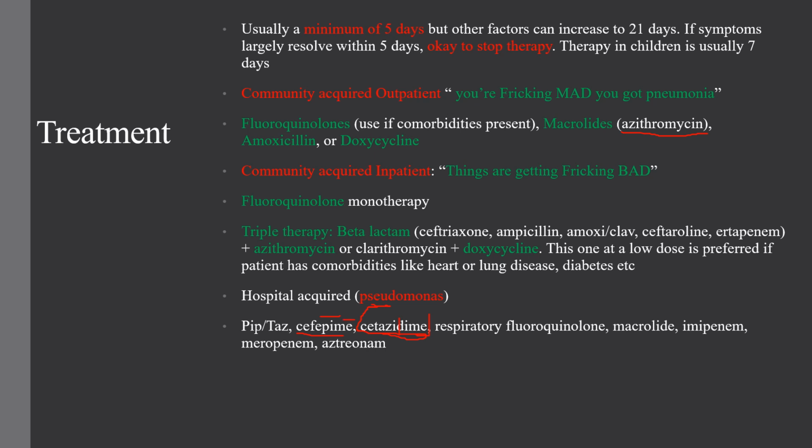And then you also got your piptaz, respiratory fluoroquinolones. Obviously, your respiratories are your levo and moxifloxacin. Macrolides, they're your imipenems, meropenem, and azathioprine. And if you remember with your carbapenems, the exception for Pseudomonas is ertapenem. So that's why you don't see ertapenem in this one. Because remember, the E is for exception, ertapenem. So ertapenem does not cover Pseudomonas, but the other carbapenems do.